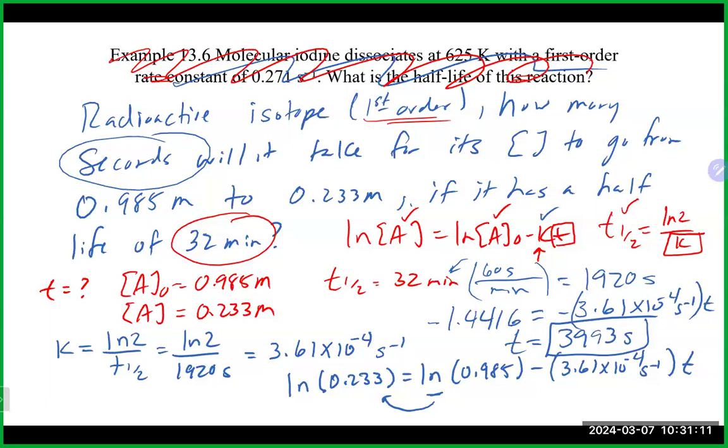0.233 minus the natural log of 0.985 and divided by our 3.6. Any questions on that one there? Yeah. Where did we go? Should be the one in the box there. 3.993. I hope. If I didn't punch it in wrong, but I think I did good there.